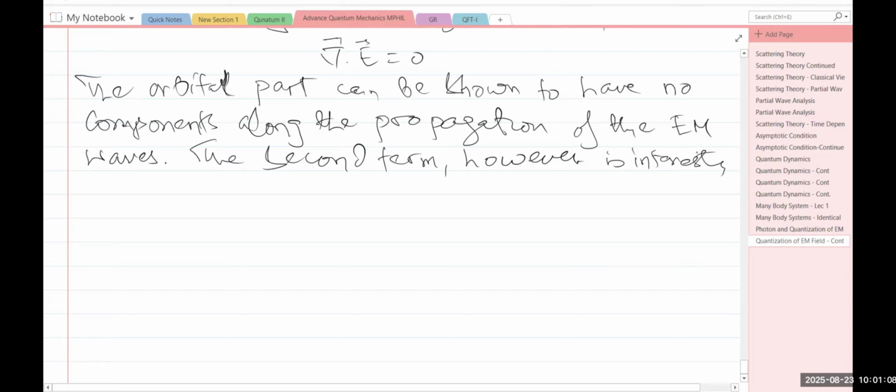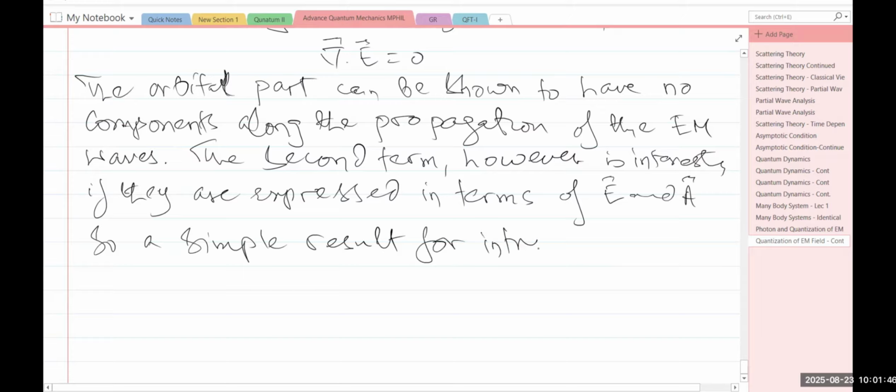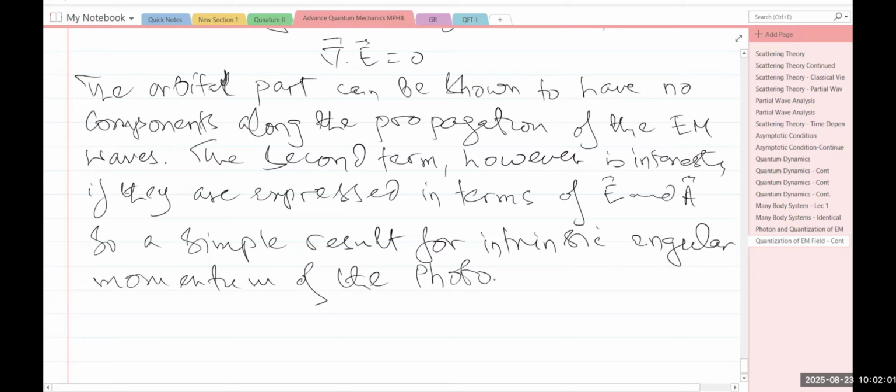In what sense is it interesting? If they are expressed in terms of E and A expressions, a simple result for the intrinsic angular momentum of the photon is obtained.